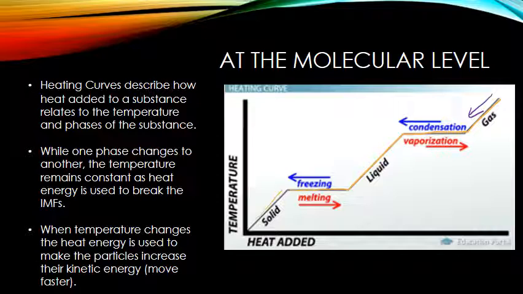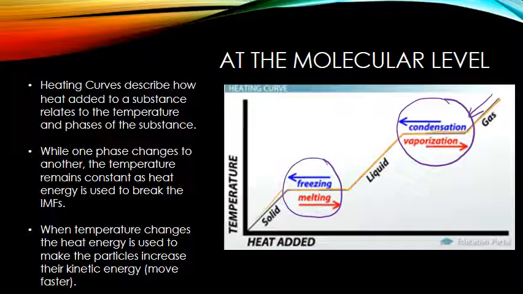So while one phase changes to another, the temperature remains constant as the heat energy is used to break bonds. So during our two phase changes on the graph, the energy that's going in is being used to break the bonds, the intermolecular forces between the particles, or to form them in the case of condensation and freezing.